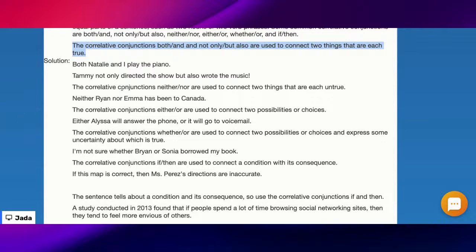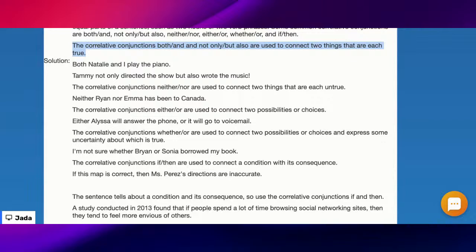Now when it comes to neither nor, they are used to connect two things that are each untrue. So we have neither nor, each untrue. So, neither Ryan nor Emma has been to Canada. So neither nor connects things that are untrue. They're always untrue, but it's going to connect them.